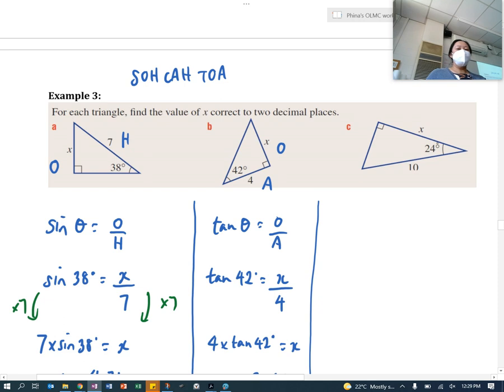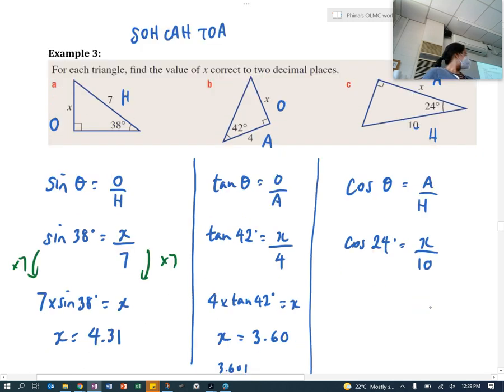Last one. So same deal. What's my x going to be in this case? Adjacent. 10. Hypotenuse. So we are looking for a cos. Because adjacent over hypotenuse. Chuck your values in. Cos 24 degrees is equal to x over 10. Okay. Then multiply both sides by 10. So 10 times cos 24 is x.